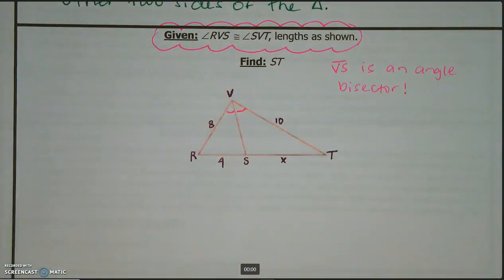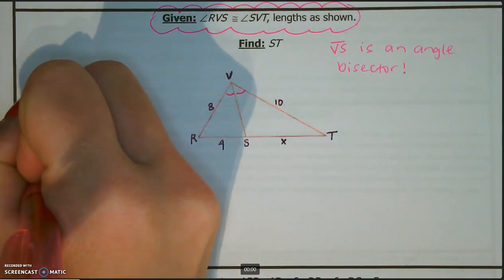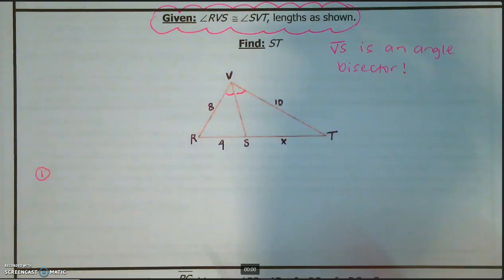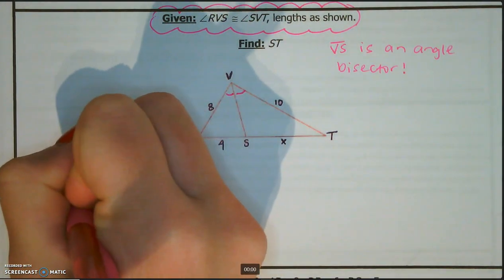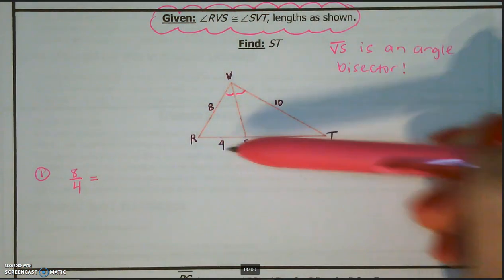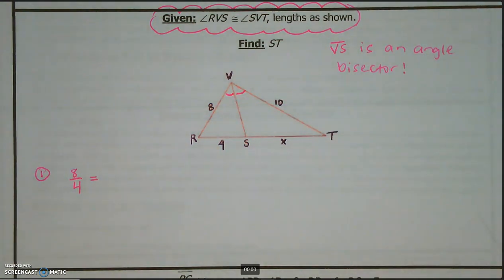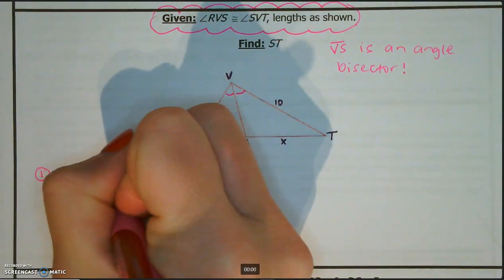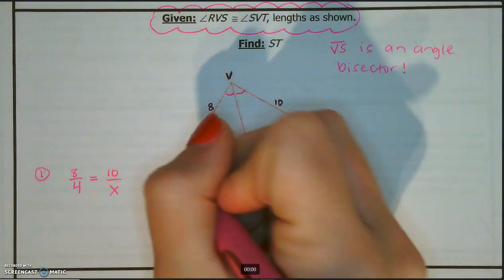So I'm going to talk about a few different ways we could set up a proportion. I'm going to set up the first fraction, and you make a guess as to what the second fraction has to be. All right, here's one potential option. I could do 8 over 4. If I did 8 over 4, what do you think would have to be the order of the other side? Take a guess before I share out. 10 over x.